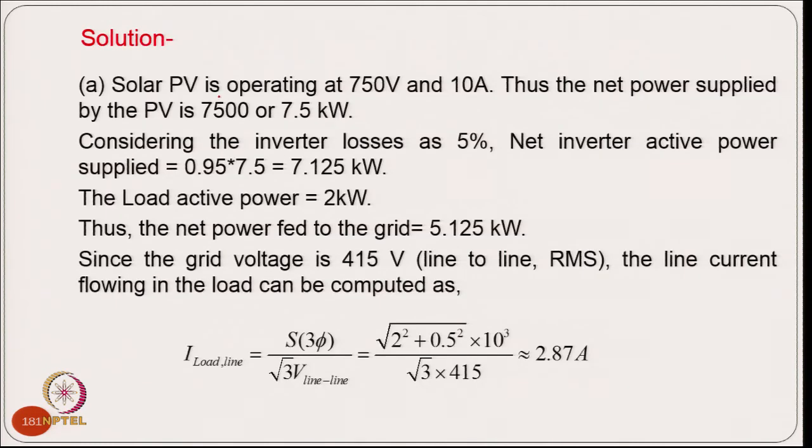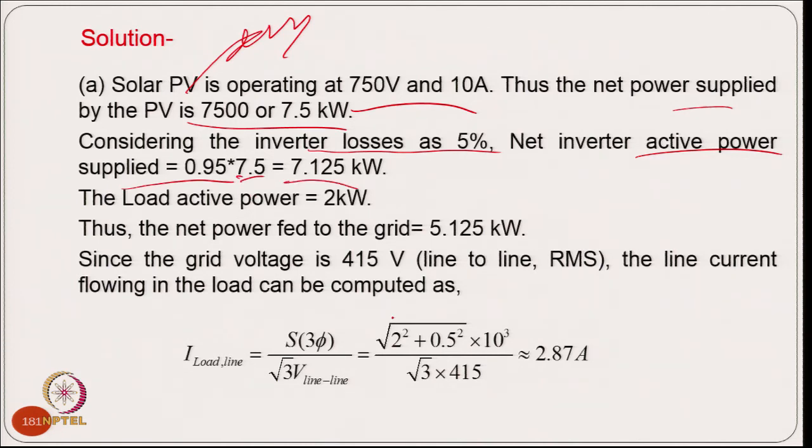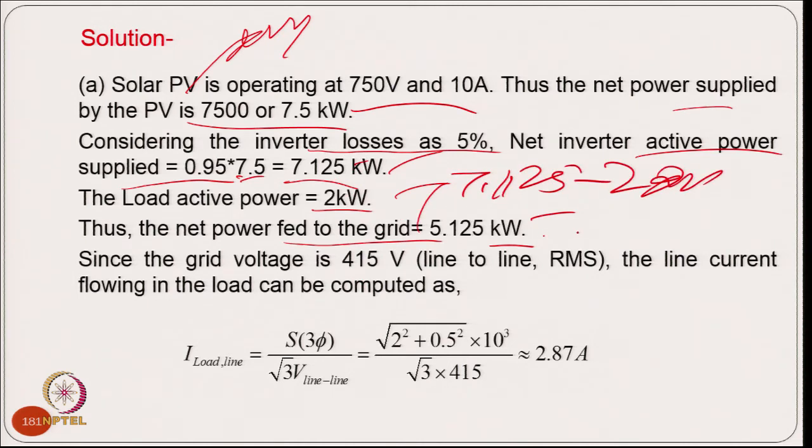And coming to the solar PV array operating at 750 volt and 10 ampere. So, net power supplied is 7500 watt, 7.5 kilowatt, and considering the inverter losses of 5%, the net active power supplied is 0.95 into 7.5. So, that will be 7.125 kilowatt to AC, and the load active power is 2 kilowatt. So, net power fed to the grid is typically 7.125 minus 2 kilowatt of load. So, it comes to 5.125 kilowatt.